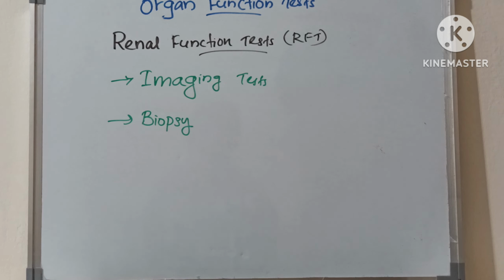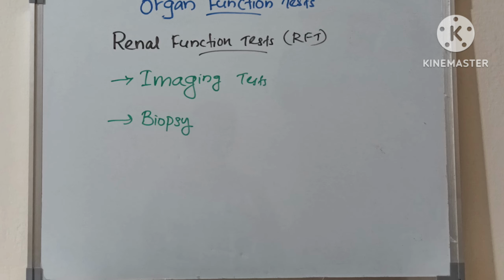Next is imaging tests such as ultrasounds, CT scans and MRI. These are used to assess the size, shape and structure of kidneys and detect abnormalities such as cysts or tumors. Then biopsy, a sample of kidney tissue is collected for microscopic examination to diagnose certain kidney diseases. So these are about renal function tests.